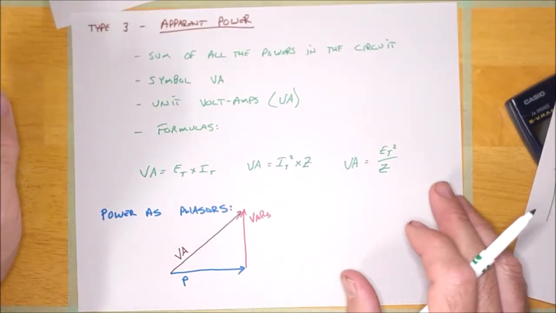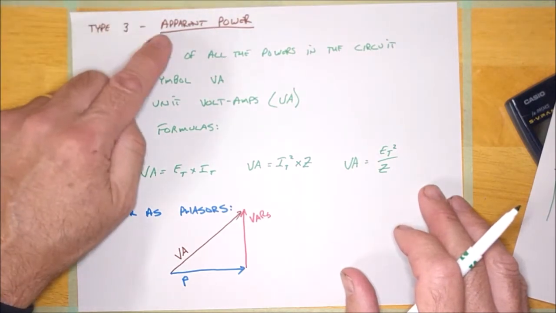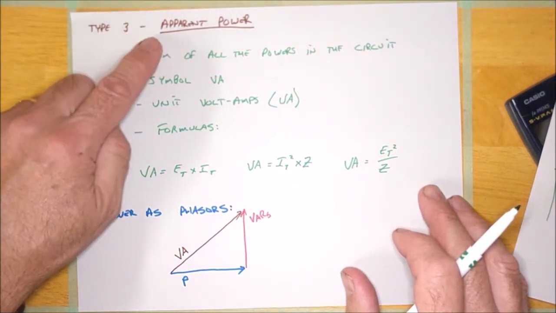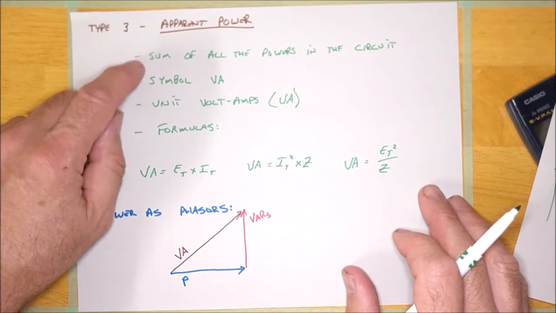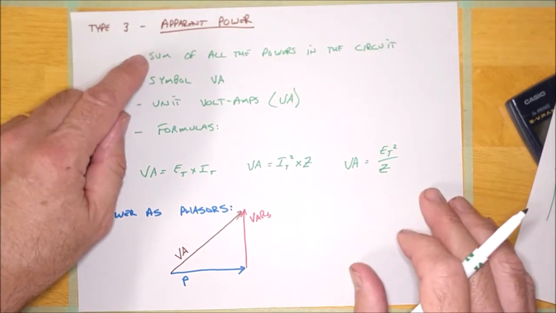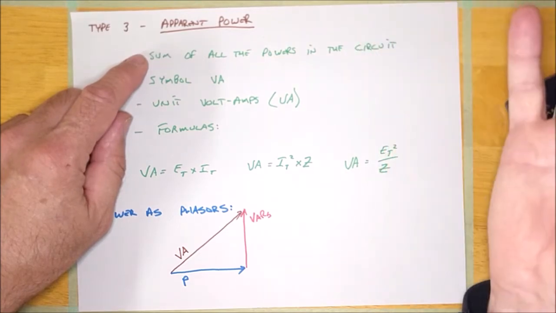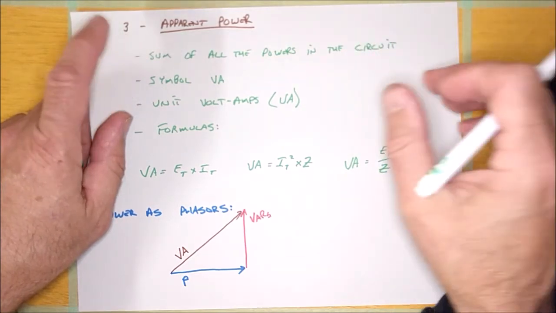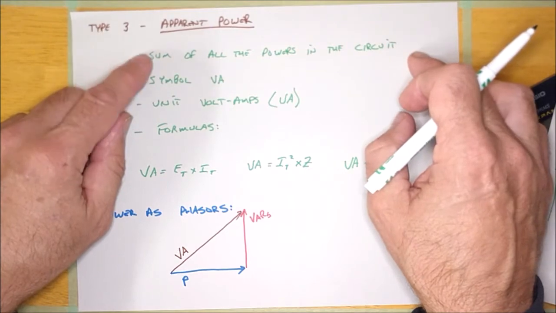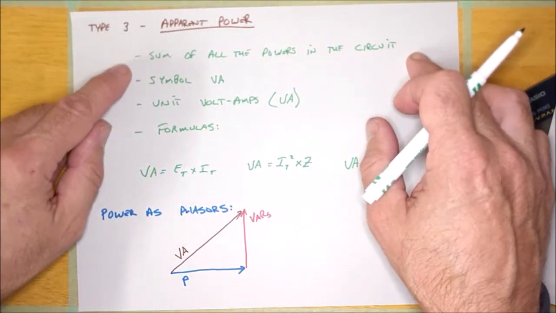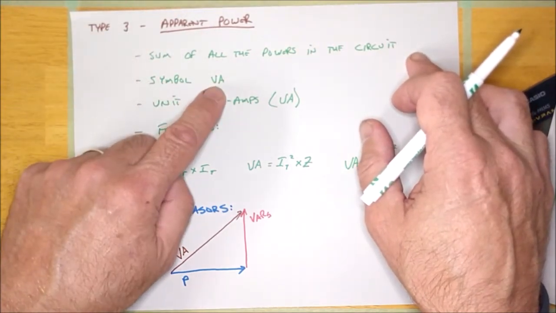The third type of power I want to talk to you guys about is the apparent power. And the apparent power, guys, is the sum of the other two powers in the circuit, basically, okay? Because you have two kinds of power, and then this is the sum of the two. You've got true power and reactive power. If you add those together with phasors, you will get the apparent power. The symbol is VA, volt amps, okay?